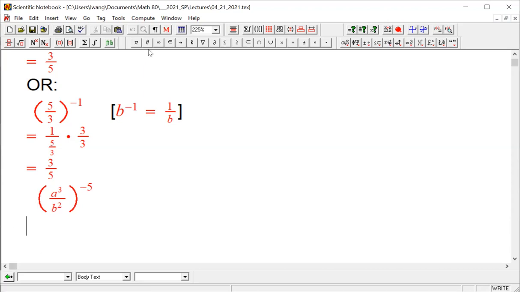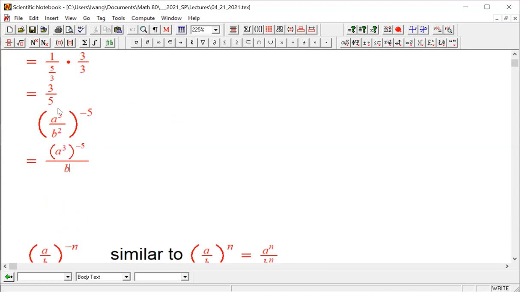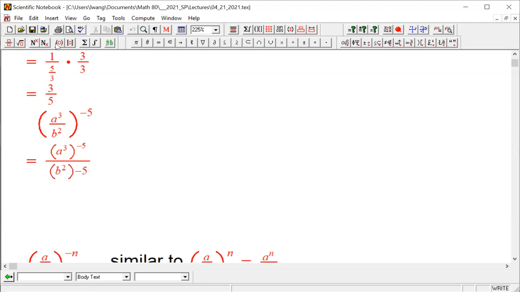So let's compare notes. We have a to the power 3 on the top, and then there's a -5 outside. And b squared, and then to the power of -5. And there you go. Almost there.